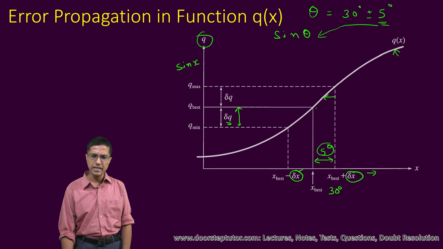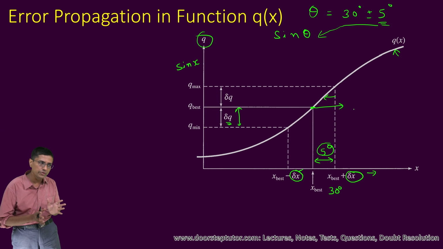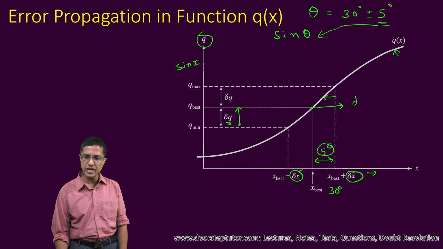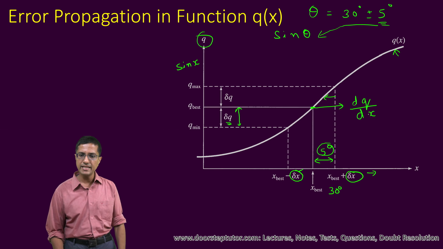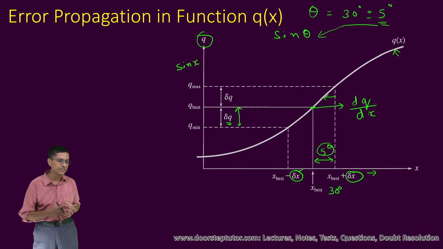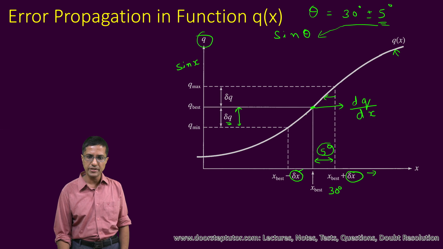What does it translate to in terms of sine theta, or what is this delta q right here? So to compute it, first thing, understand that at this point, the slope of the curve, which is the rate of change of q with respect to x, which tells me how much q changes when I change x, for a unit change in x, is given by dq by dx. So it's just the differentiation of q with respect to x. So that is the slope at this point.